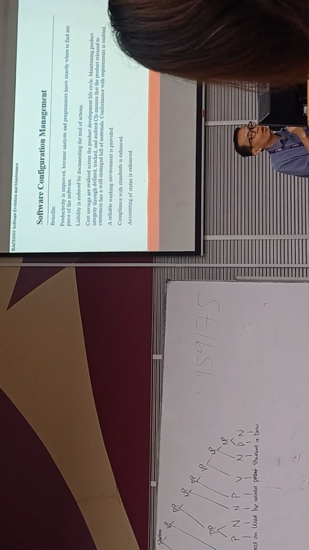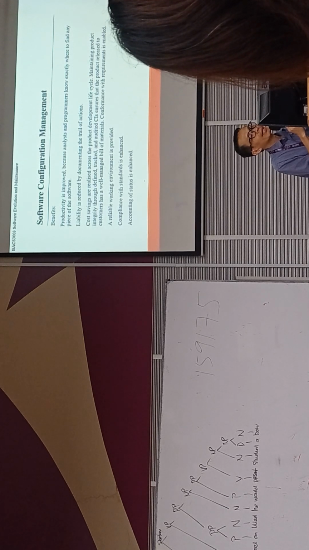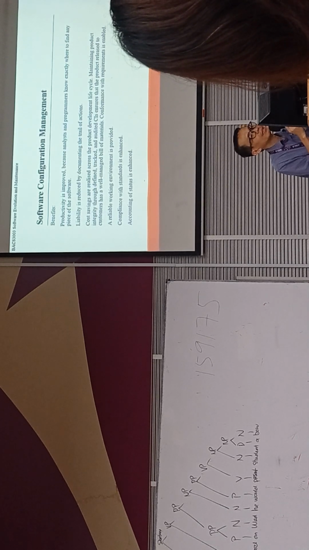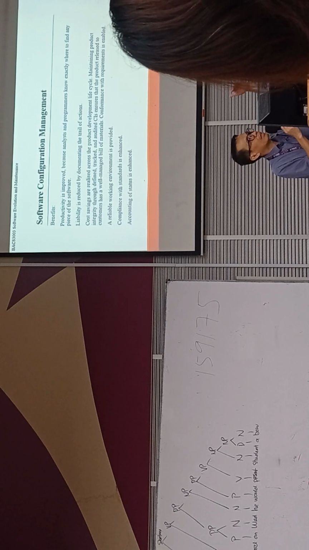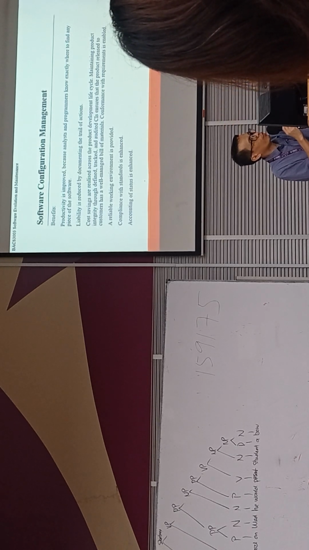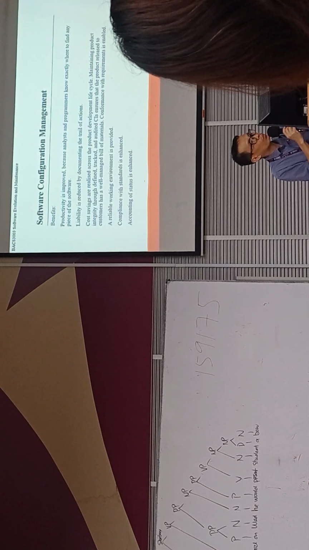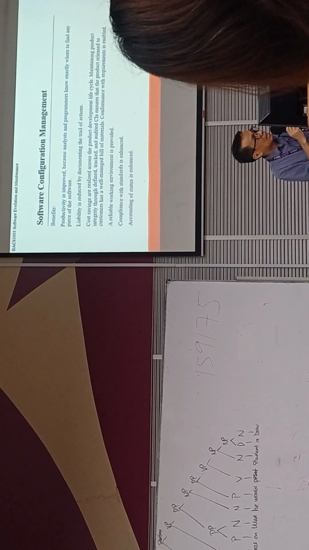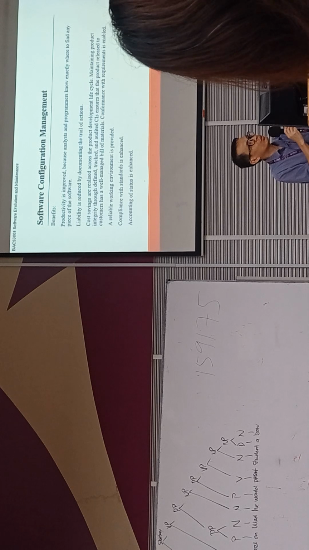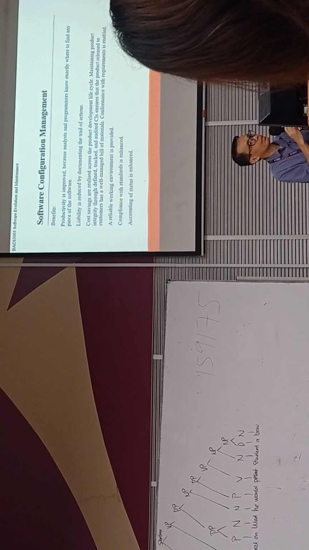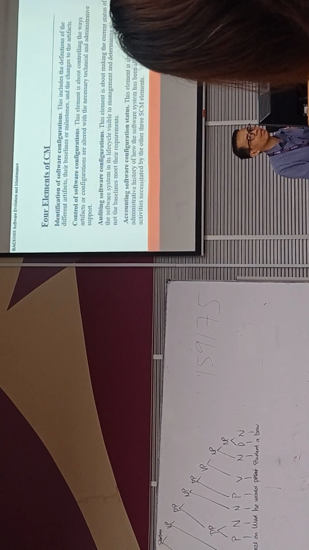Compliance with standard. Yes, accounting of status is enhanced. Accounting of status means that it provides a history of the change status of the item. Then you can trace back what the changes have been so far and what the direction of the changes is. So this is the accounting of status.